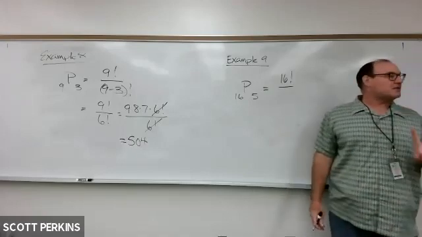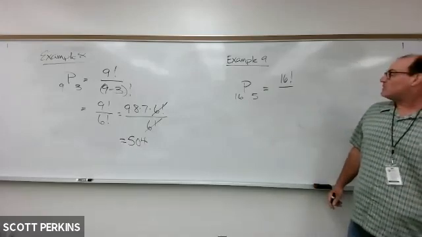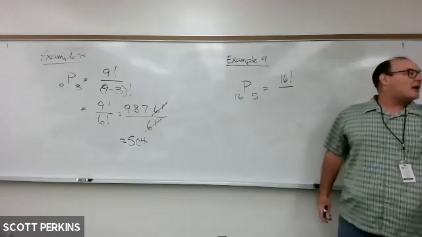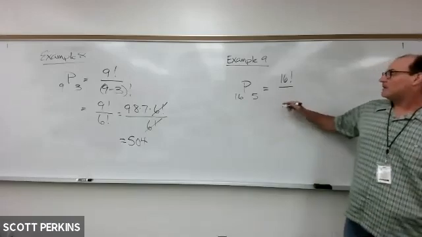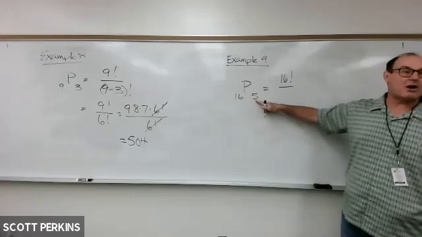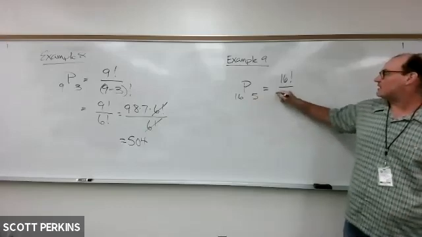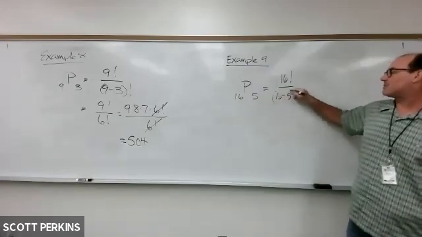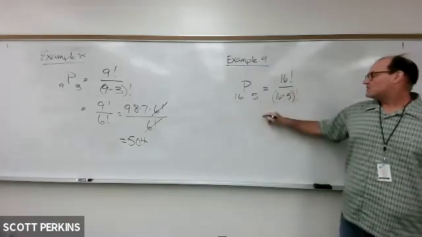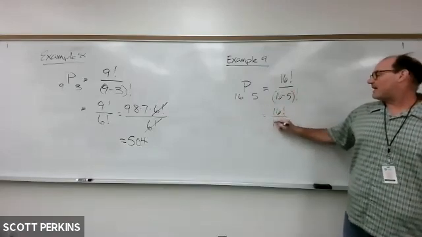But I'm not using all 16, I'm only using 5. So if I'm not using 5, I have to discard how many? 11. I'm using 5, so I'm going to discard 11. That's 16 minus 5, that's where that comes from. So that's 16 factorial divided by 11 factorial.